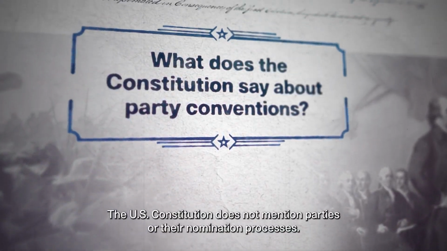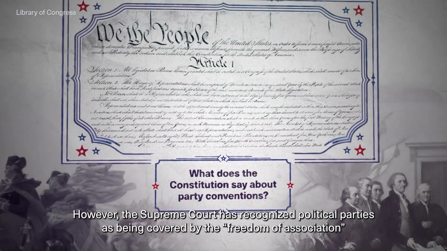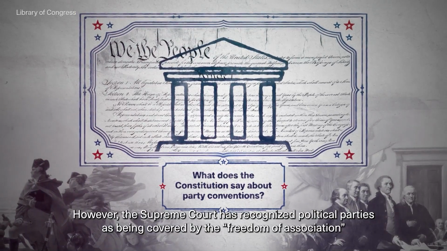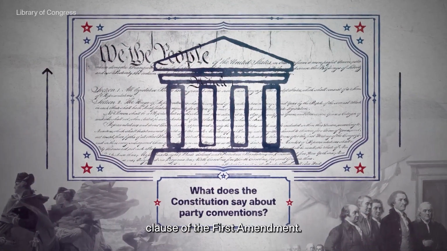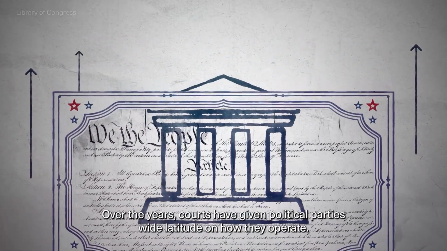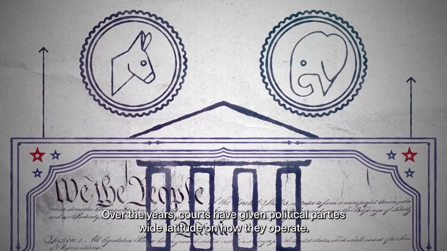The U.S. Constitution does not mention parties or their nomination processes. However, the Supreme Court has recognized political parties as being covered by the Freedom of Association Clause of the First Amendment. Over the years, courts have given political parties wide latitude on how they operate.